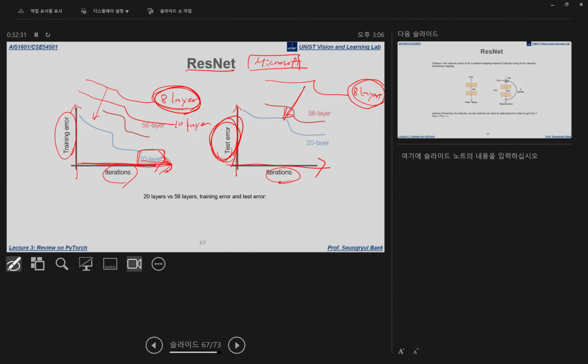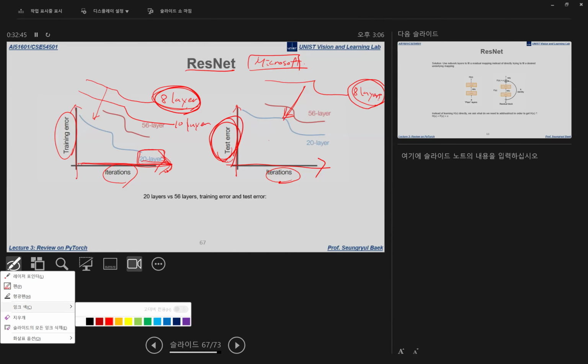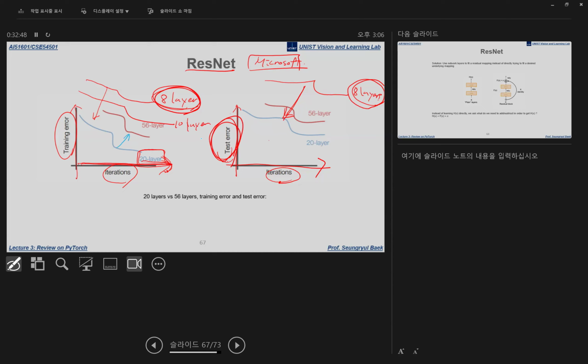Until the model has around 20 layers, if we stack more layers sequentially, it works better, which means less training and testing error, right? But strange things happen when we stack more than 20 layers. If we stack, for example, 56 layers, then both testing and training accuracy become lower again, okay? So the researchers began to wonder why.